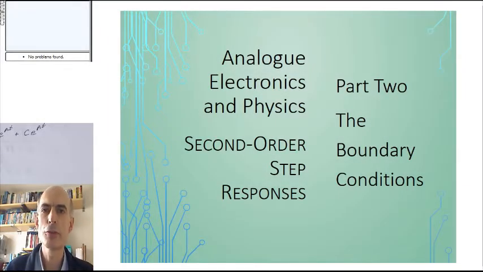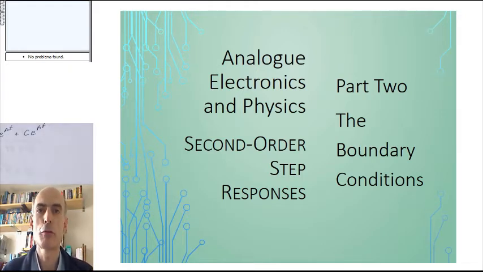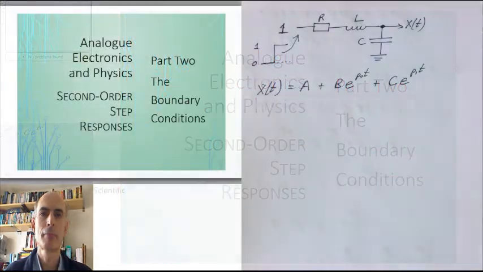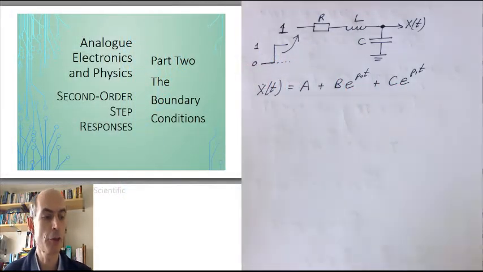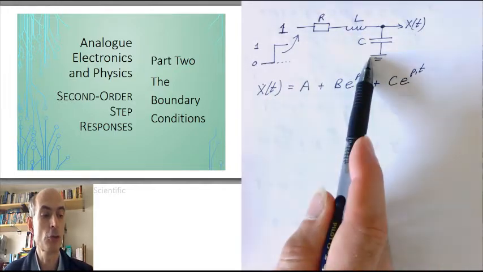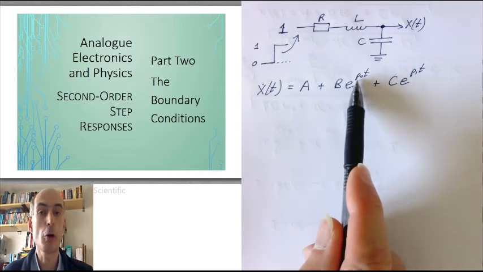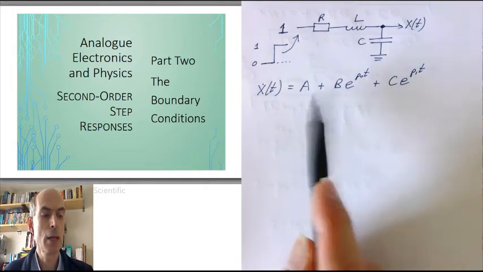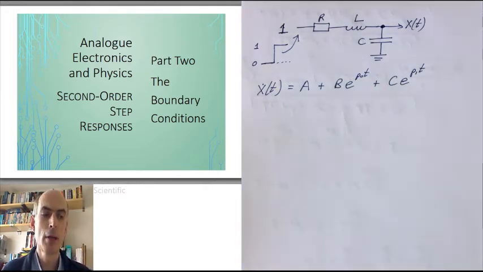In part 2 of these videos, we'll be having a look at the circuit and how we can derive values for those constants of integration and therefore produce a final equation for the step response of our second order low-pass filter. A reminder that what we got from the last video was a general form for the step response of a second order system like this in terms of the poles P0 and P1 and three constants of integration. All we have to do is work out what those constants of integration have to be for any particular circuit.